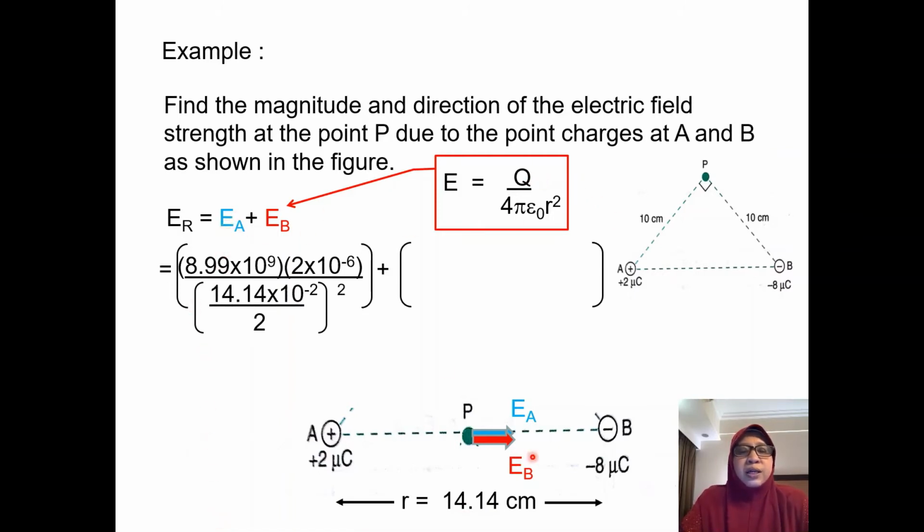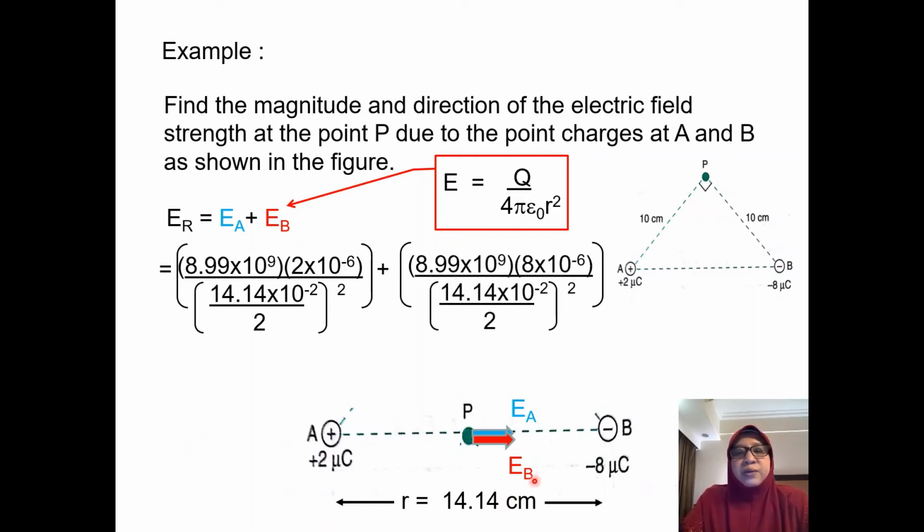So for EA, the electric field comes from charge A, so that means 2 microcoulomb times 1 per 4 pi epsilon naught, which is 8.99 times 10 to the power of 9, divided by r squared. So the distance will be half of 14.14 centimeter, so divided by 2, and then 14.14 converted to meter, bracket squared.